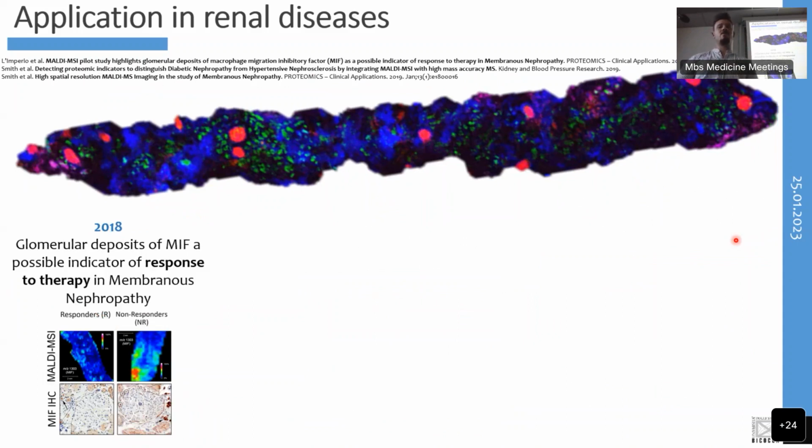This then continued in 2018, where I guess we entered the personalized medicine era, or personalized medicine scope, if you will. As mentioned, we then used this technology to try and find proteomic indicators which could predict response to immunosuppressive treatment in cases of membranous nephropathy.